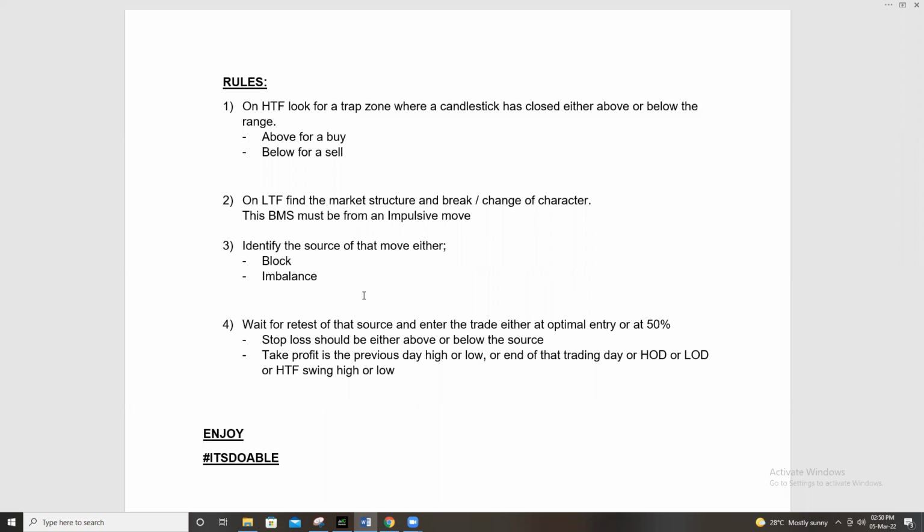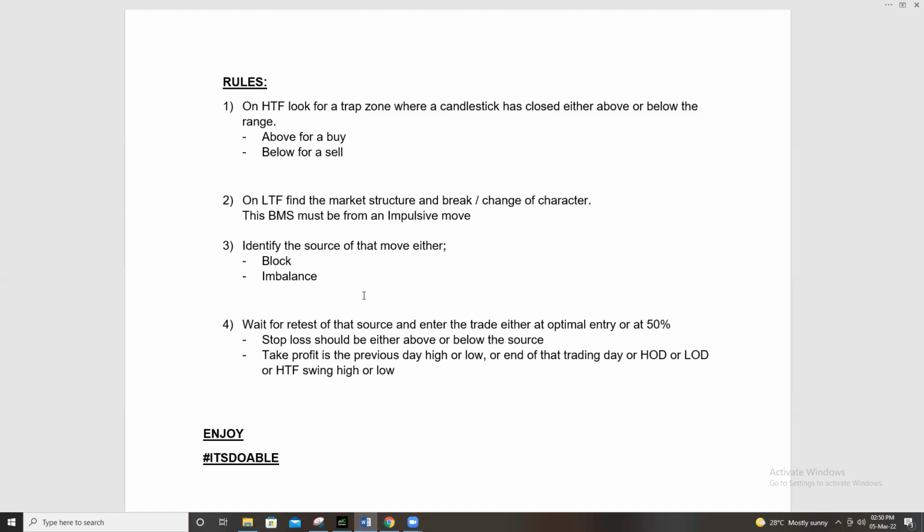On a higher time frame, you're going to look for a trap zone where a candlestick has closed either above or below the range. Above will be for a buy. So if you're on a 1 hour, you want to look for a range where, let's say, a candlestick has actually closed above yesterday's low.